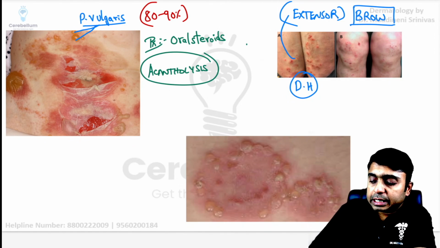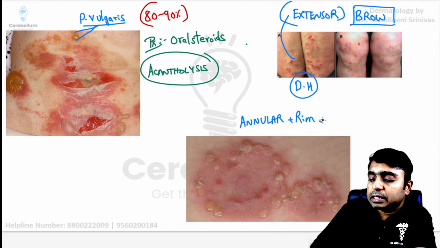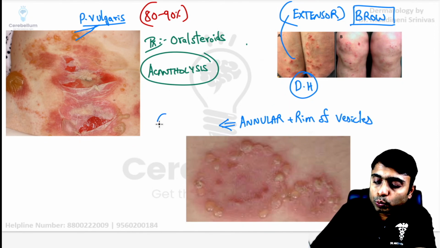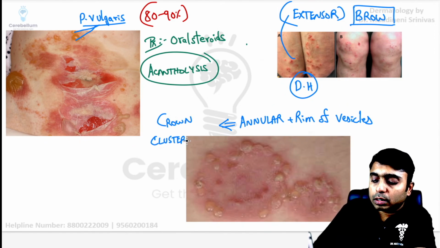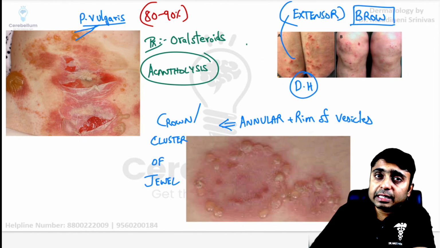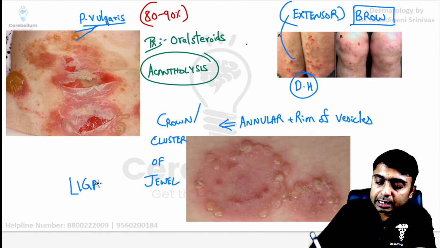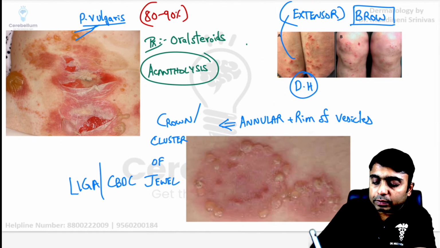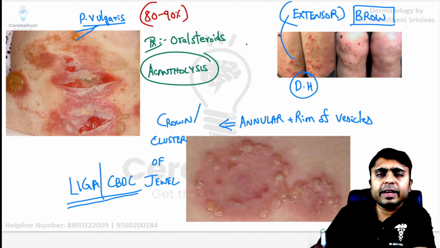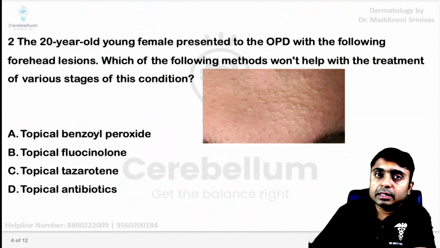In this image, you are able to see this classical annular lesion which is surrounded by a rim of vesicles, giving a descriptive term called crown of jewel appearance or cluster of jewel appearance. This is a lesion which is classically seen in linear IgA disease, which is also called chronic bullous disorder of childhood. Very important to remember the lesion which is seen in linear IgA disease.